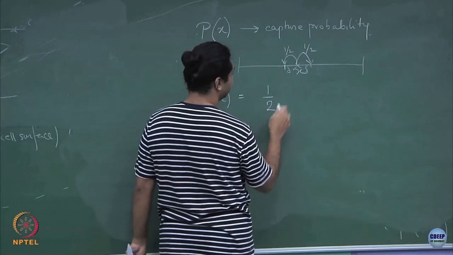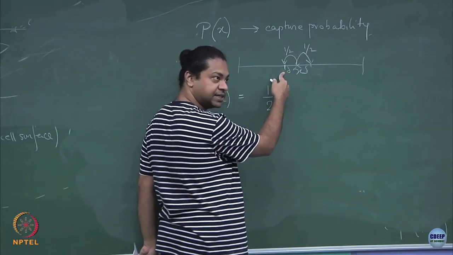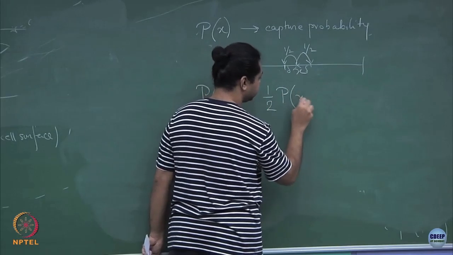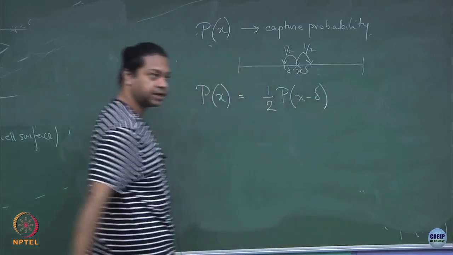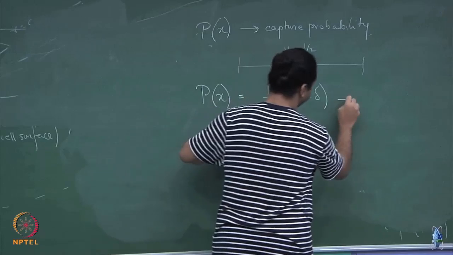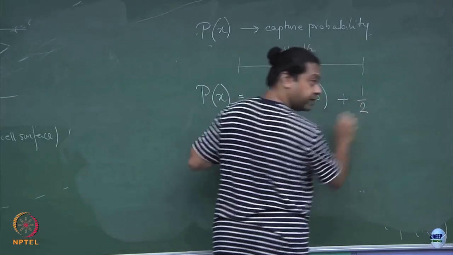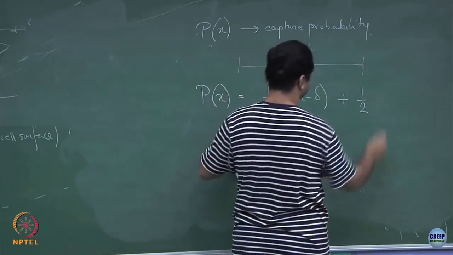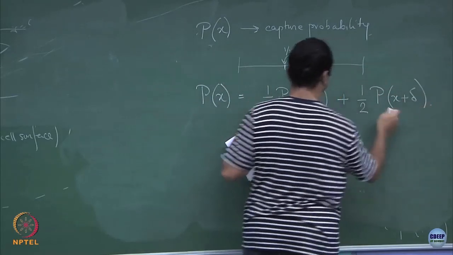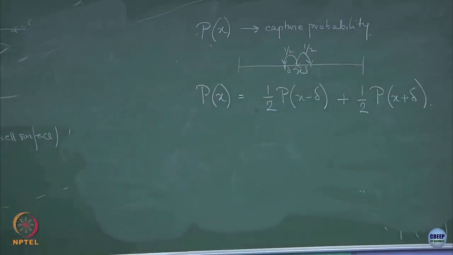Once it has gone to the left, it has reached a position x minus delta, and the probability of getting captured at that position, I will just write as p of x minus delta. So, that is one part that it can do. The other thing it can do is hop to the right, that also has a probability half, and once it has hopped to the right, it is at x plus delta and has some capture probability p of x plus delta.